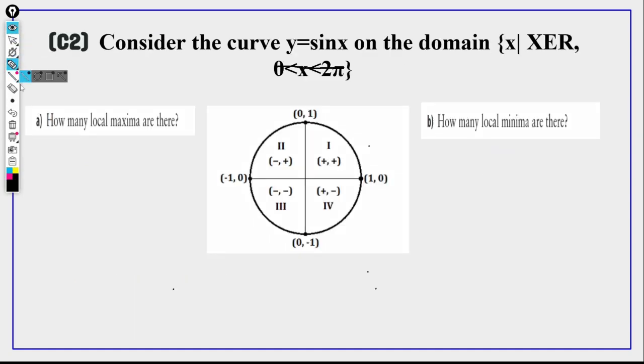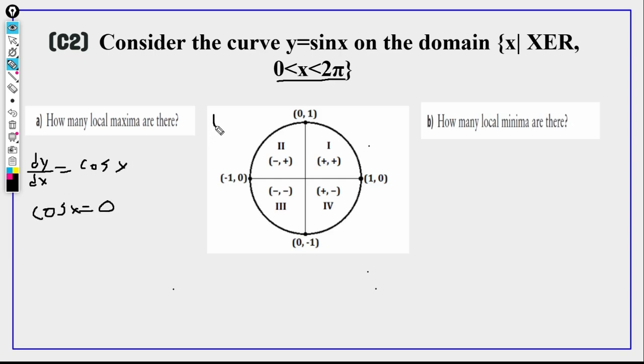Consider the curve y equals sin x on the domain x between 0 and 2 pi. How many local maximums are there? The derivative of y is cos x, so we set cos x equal to 0.